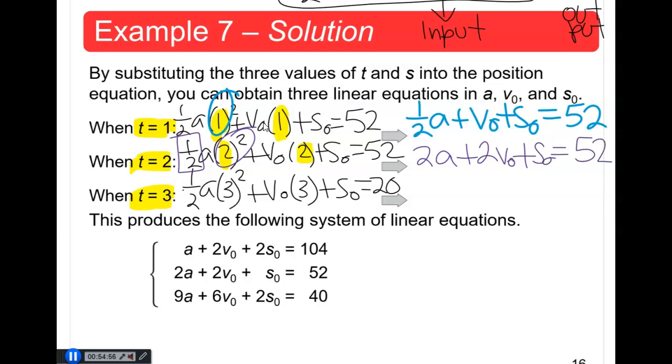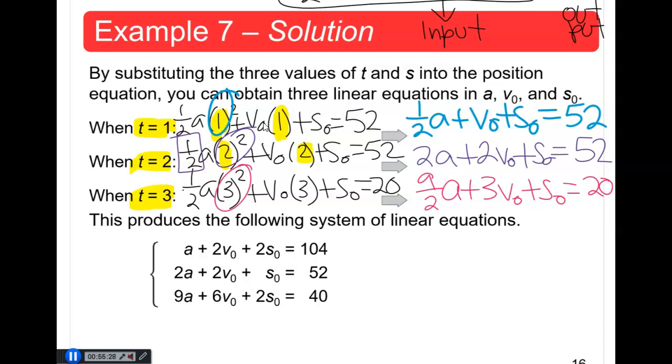Okay, then the next equation, first we need to calculate the 3 squared. So 3 squared is 9. 9 times 1/2 will be 9 halves. We don't want to use decimals. We want to just leave them there as fractions. 9 halves times a plus 3 times v sub 0 plus s sub 0 equals 20. So right there we have our system.